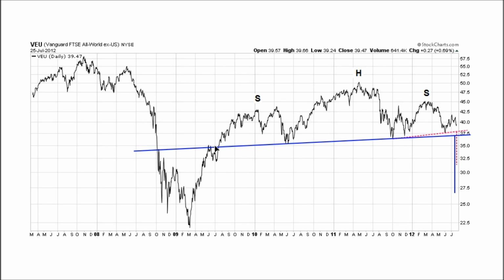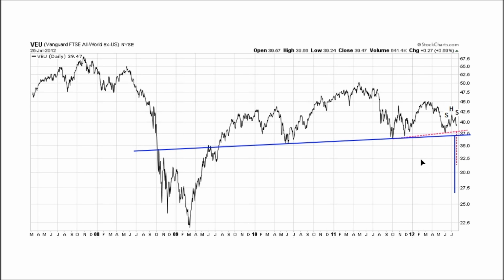A classical pattern has a left shoulder, a higher head, and a right shoulder that is lower than the head. I can find 3 of these patterns on VEU. This is one of them. Here's the second one, shoulder, head, with the right shoulder being lower than the head. Here's the third pattern that's in play now. It's a little difficult to see. Here's a shoulder here, a higher head, and a lower right shoulder relative to the head.